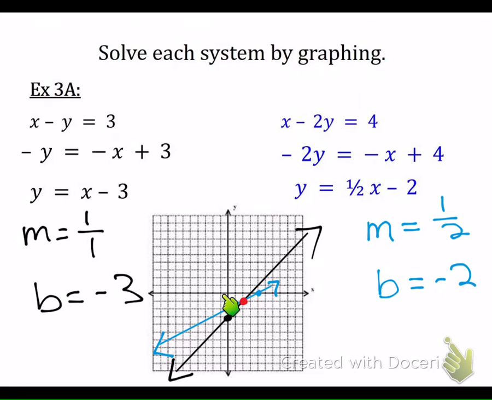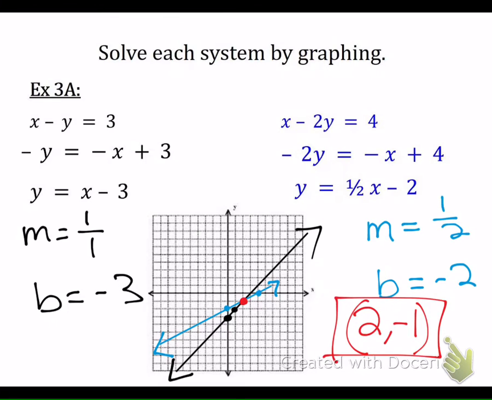That is the ordered pair. What? 2. So you go right 2, down 1. So the ordered pair here is 2, -1.